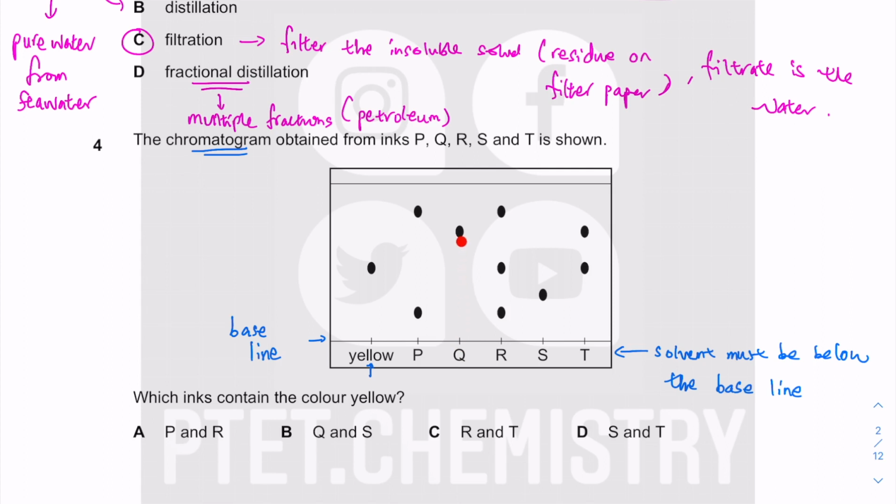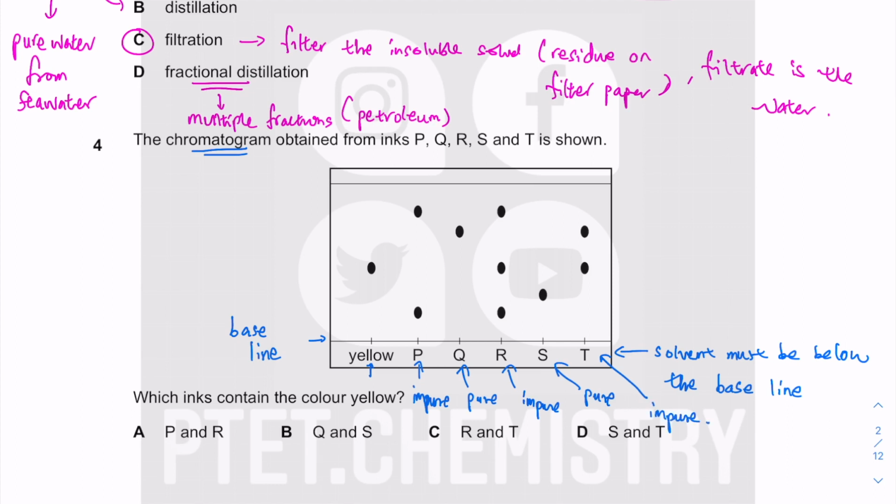Q separates into 1 spot, Q is pure. R separates into 1, 2, and 3 spots, so R is impure. S separates into 1 spot, S is pure. T separates into 2 spots, T is impure. Okay, so I can say P is impure, Q is pure, R is impure, S is pure, T is impure.